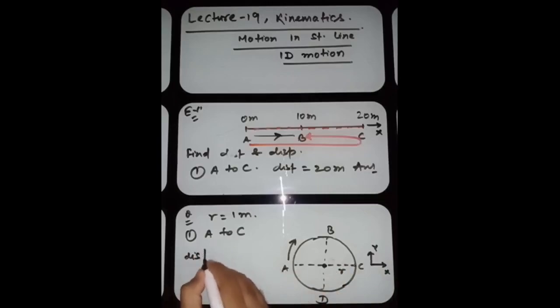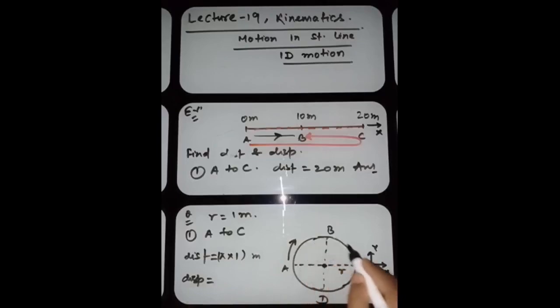It's quite easy. The distance you will write here, it goes half the circumference, and it is 2 pi r over 2, that is pi r, and r is 1 meter. So the answer is pi, which is 3.14, that is 22/7, 3.14 meter. Now the displacement. It is going from A to C, but the shortest path length between A and C is the diameter of this circle, that is 2 meter. Initial point A, final point C. So the direction will be I cap.